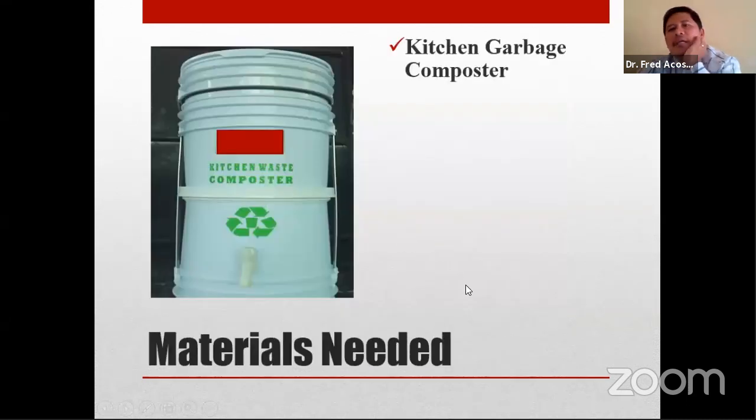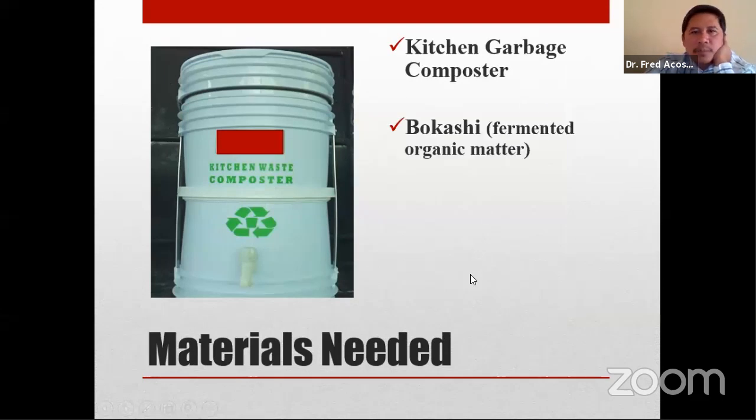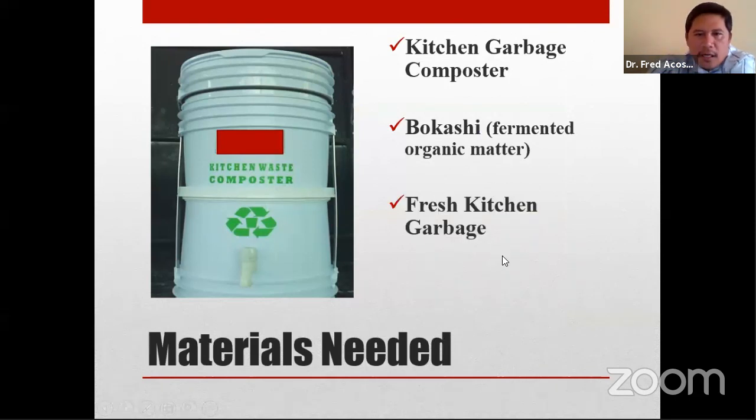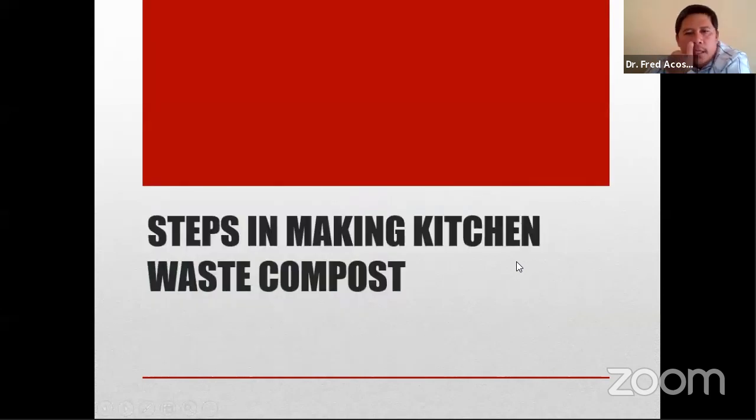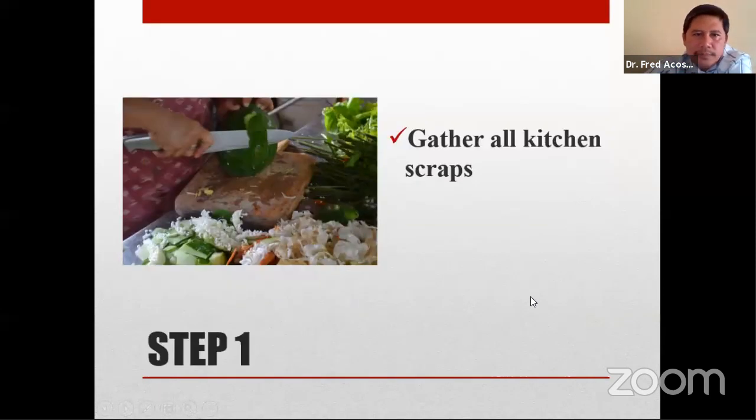So these are the materials that we need. Of course, we need our kitchen garbage composter, and then we need bokashi. Bokashi is a Japanese term meaning fermented organic matter using EM. And then of course we need fresh kitchen garbage or fresh kitchen waste. Okay, so the steps are very simple.